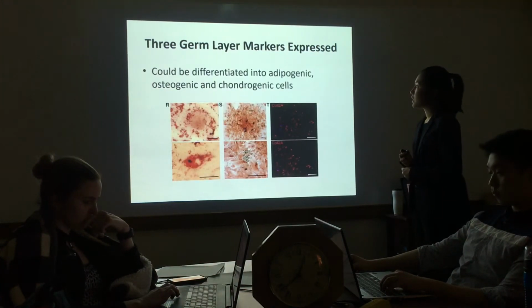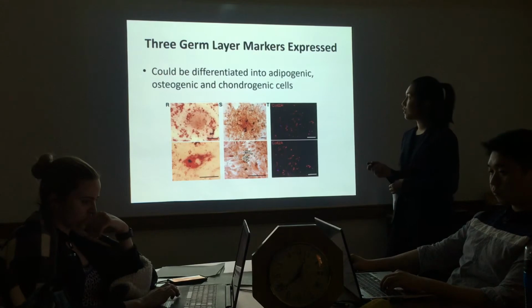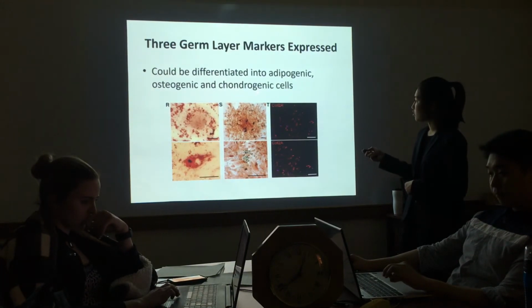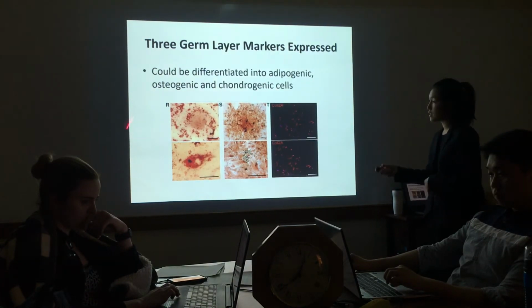And they were able to see that through that, all those from the 3 germ layer markers could be differentiated into adipogenic cells, which is the R section right here, osteogenic cells, which is the X section right here, and chondrogenic cells, which is the T section right here. All the iPSCs were able to differentiate into these types of cells.